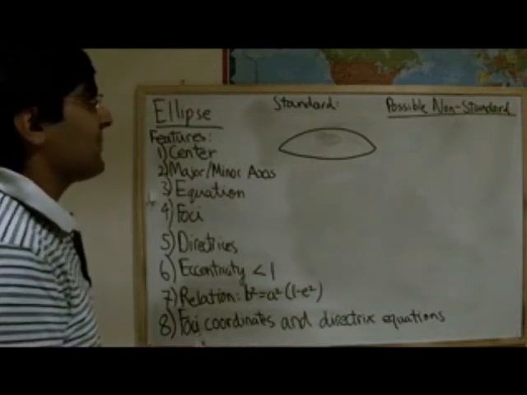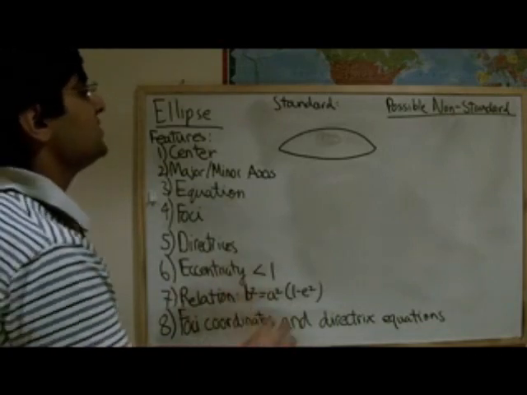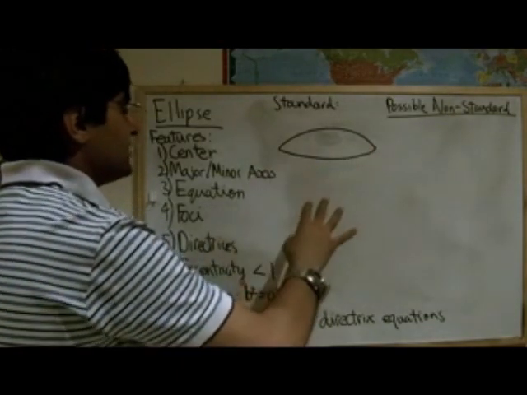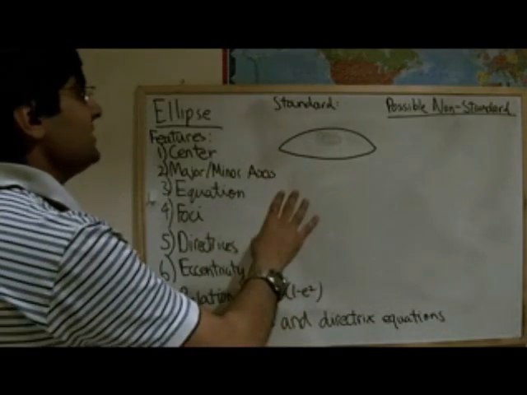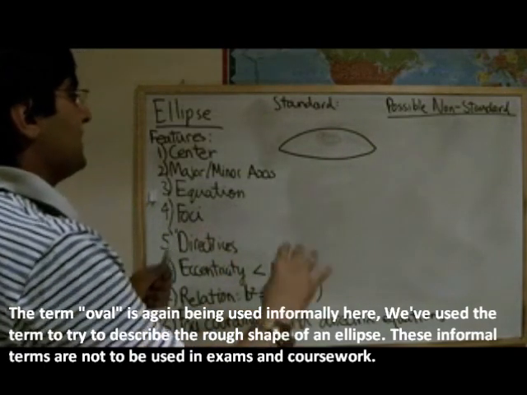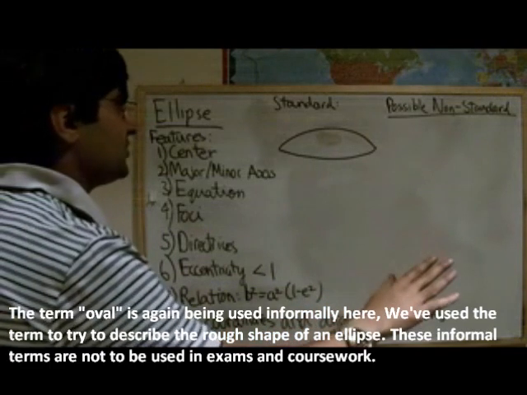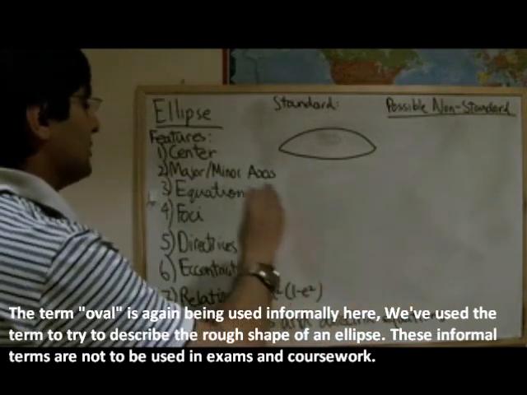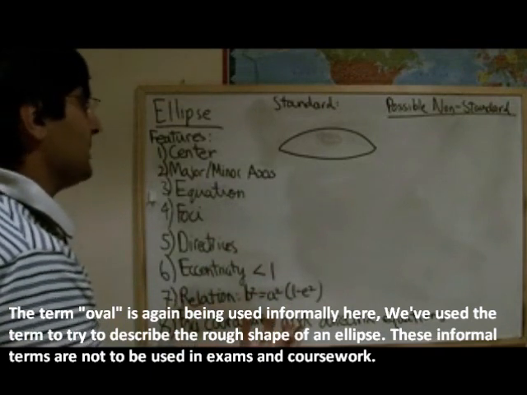So let's begin. What is an ellipse? An ellipse, in a nutshell, is an oval shape. It's an oval conic section. Now, the standard ellipse is like this. The standard ellipse lies sort of flat. And we'll talk about the non-standard ellipse in just a moment. But for the time being, we just want to talk about the basics. So, an ellipse is an oval shape.